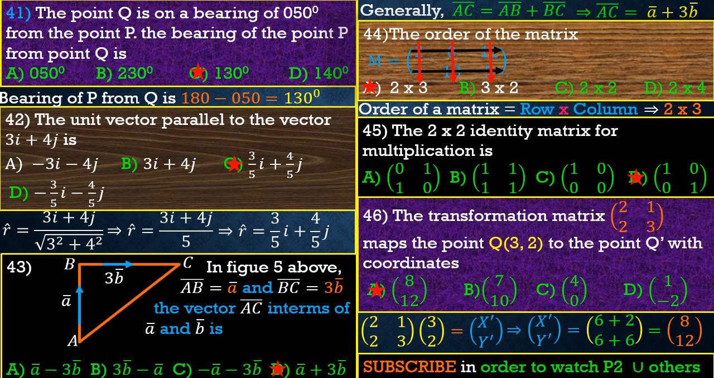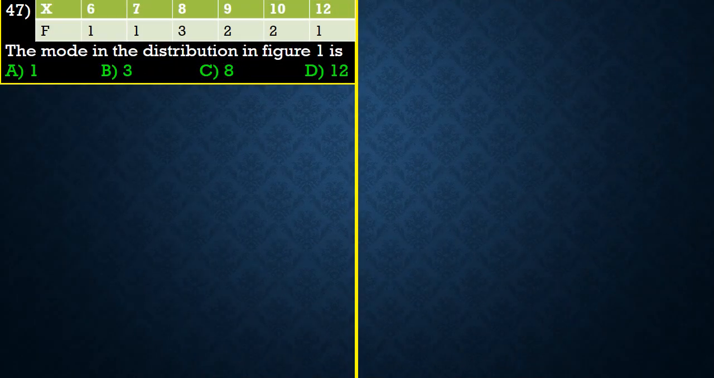So guys, let's go to question 47. The question reads that the mode of the distribution in figure 1 is, okay guys, these are the various options. So friends, let's keep in mind that the mode of a distribution is simply that element which has the highest frequency. In other words, it is that element that occurs the highest number of times, and it is an x value, guys, not an f value. So the highest f value is 3, and 3 corresponds to 8. So the mode of this distribution has to be 8. So option C is the best option.